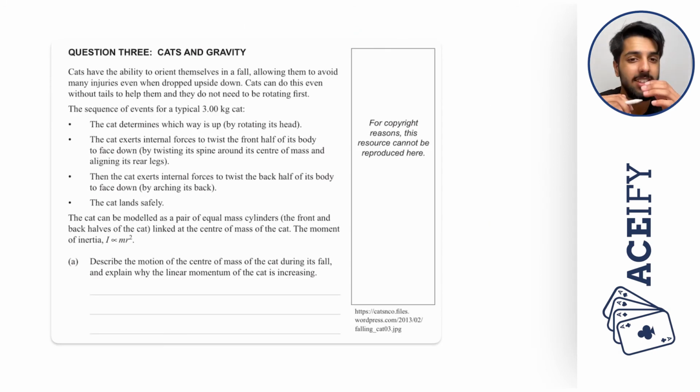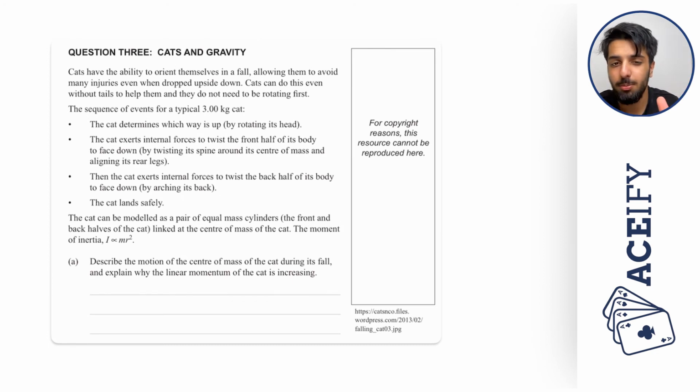There we go. Cats have the ability to orientate themselves in a fall, allowing them to avoid many injuries even when dropped upside down. Cats can even do this without tails, and they don't need to be rotating first in order for this to happen. The sequence of events for a typical 3 kg cat: the cat determines which way is up by rotating its head. The cat exerts an internal force to twist the front half of its body to face downwards. The cat then exerts an internal force to twist the back half of its body to face downwards as well. And the cat then lands safely.